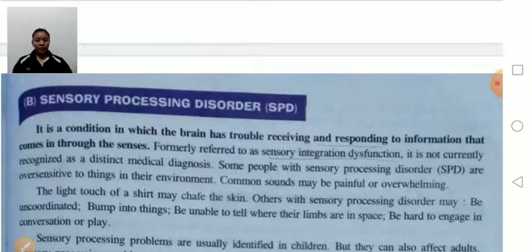It refers to the way that the nervous system receives messages from the senses and then turns them into proper motor and behavior responses. In sensory processing disorder, the sense organs are affected. Therefore, the person will not feel anything like touch, sight, taste, or movement. It affects the sense organs.